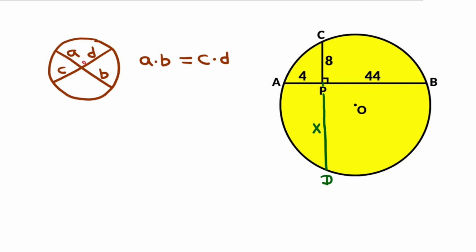When two chords intersect inside a circle, the product of the two segments of one chord equals the product of the two segments of the other chord. So, 4 multiplied by 44 equals 8 multiplied by x. 4 times 44 is 176. Divide both sides by 8, and we get x equals 22.